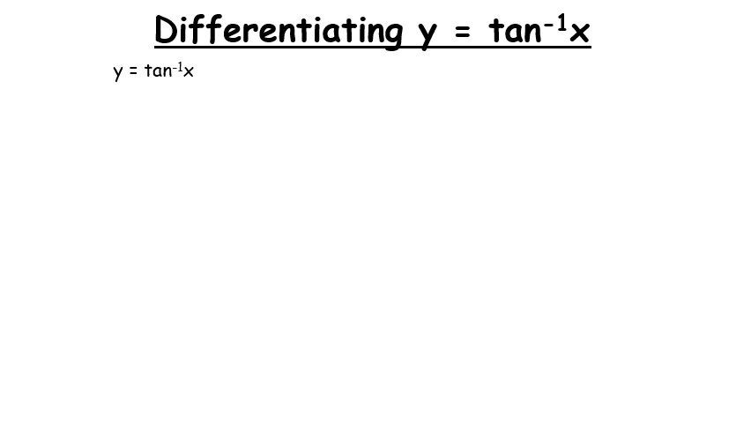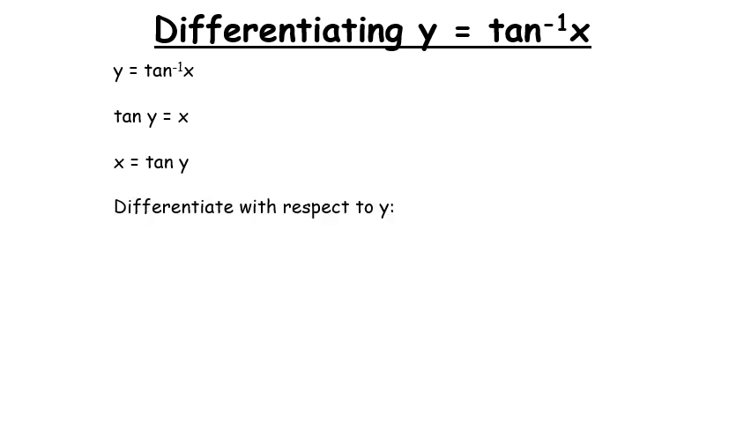Okay, so now I'm going to go through the proof of inverse tan. It's slightly different to the inverse sine and inverse cos, but it starts off in the same way. So I could take the inverse tan over to the left hand side, and then that's going to make it tan of y equals x. And then I tend to flip that around so it's x equals tan of y. And I'm going to differentiate both sides with respect to y. So far it's the same as the inverse sine and inverse cos methods.